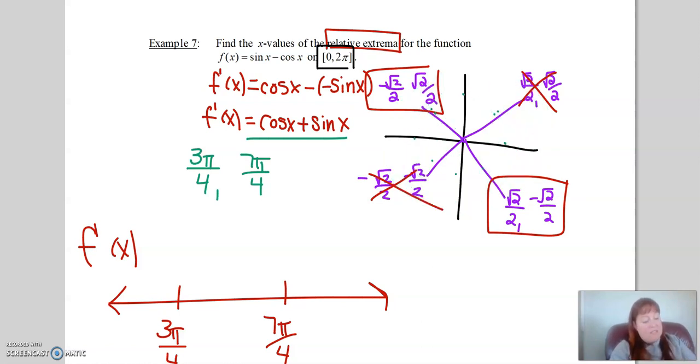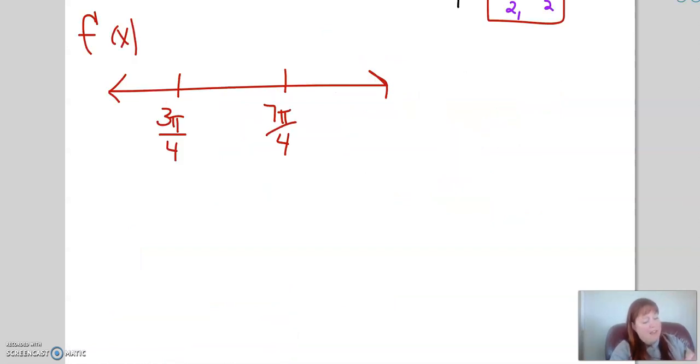So they gave us this interval, and you want to be really careful because sometimes the interval will say something from 2 pi to 4 pi. So instead of having 3 pi over 4, we would say, okay, we went around 2 pi and we came around, so we had 2 pi plus 3 pi over 4, and then 2 pi plus 7 pi over 4. So you would add those together and figure out what those are, because you want to make sure you're being true to the interval that was given. Okay, back to the f prime number line.